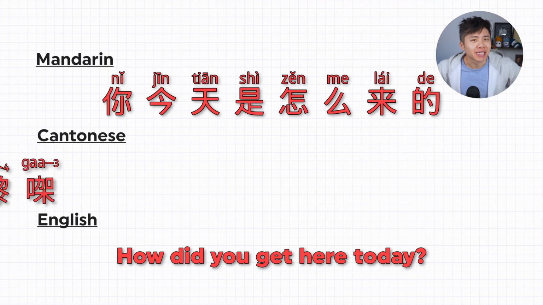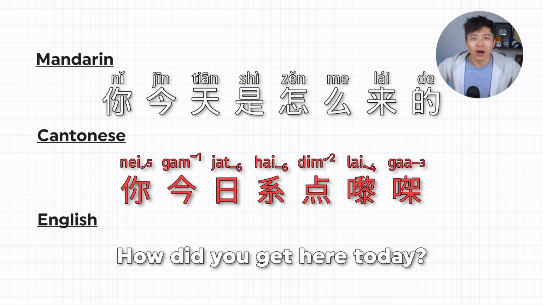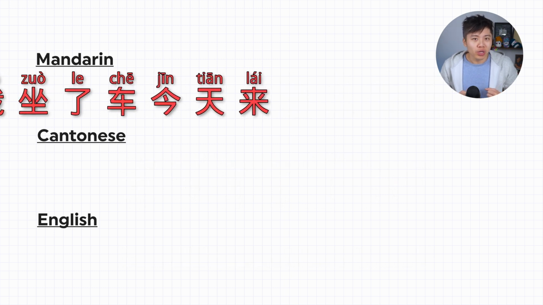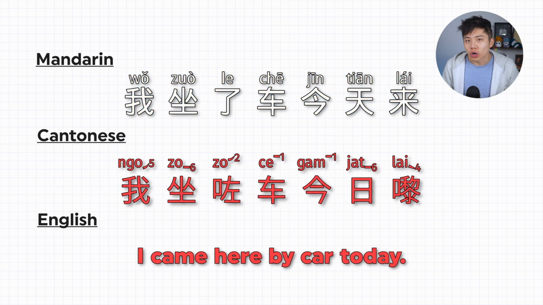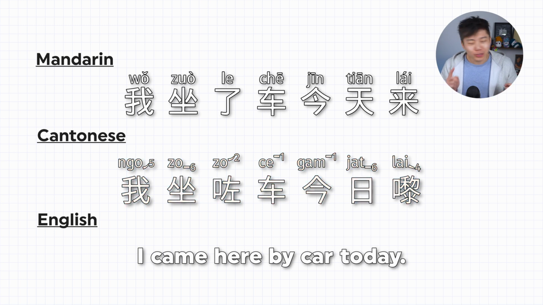Ever feel like Chinese grammar is playing tricks on your brain? You're at a family dinner, you've been practicing. Your aunt asks you in Chinese, 你今天是怎么来的? 你今日係點嚟㗎? You lock in, confident. You reply, 我坐了車今天來. 我坐咗車今日嚟. Your tones are sharp. Every word is correct. But she looks at you like, what?